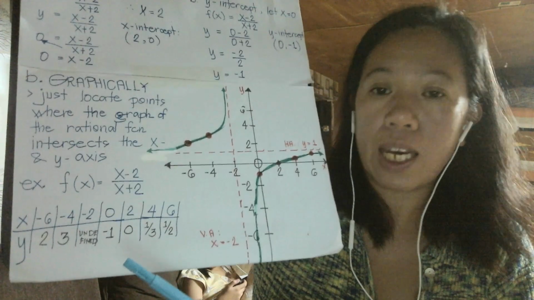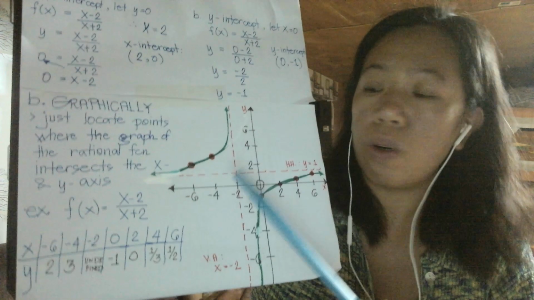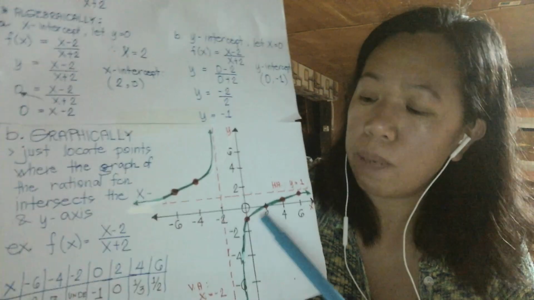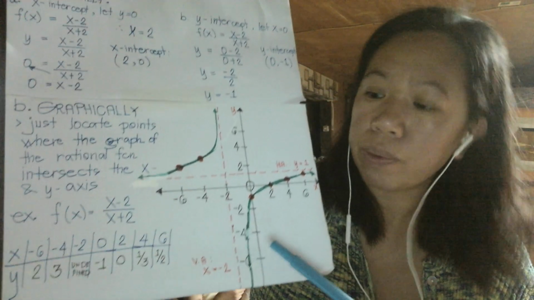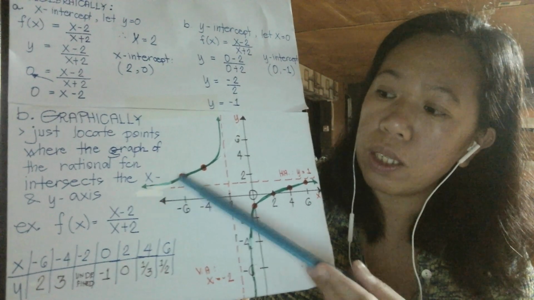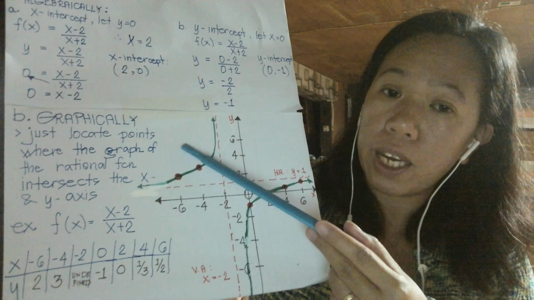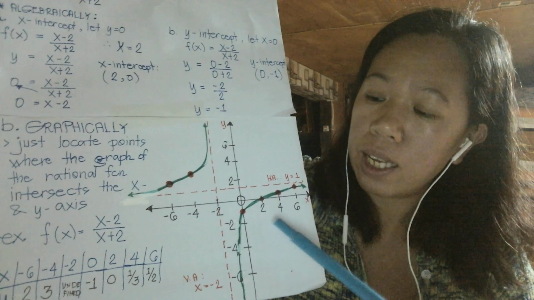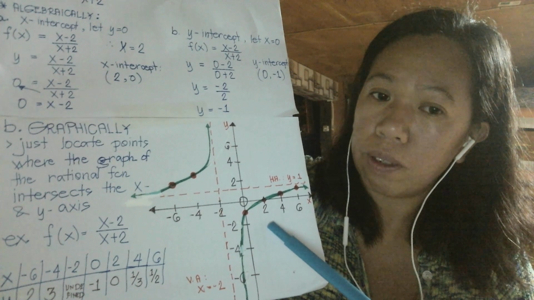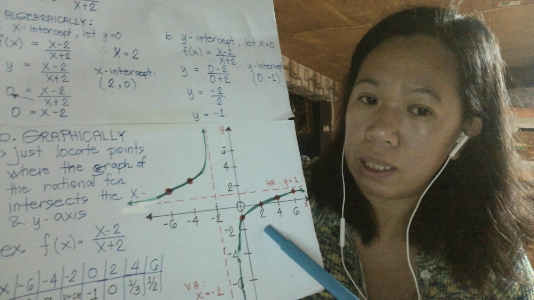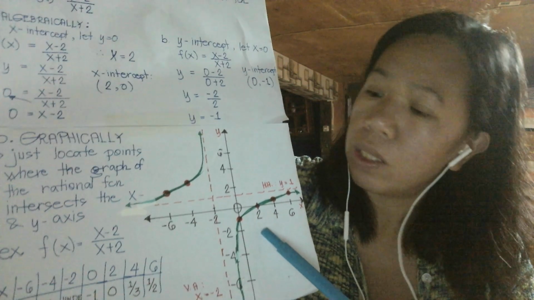And graphing it, you already know how to plot points on the Cartesian plane. So, this is the result. You will notice some of the graph is here in the second quadrant, and there's a graph located on this part of the quadrant. So, that's for your graphical method.